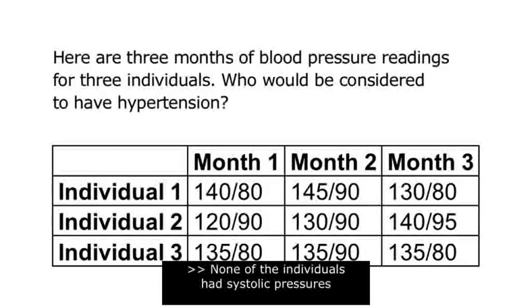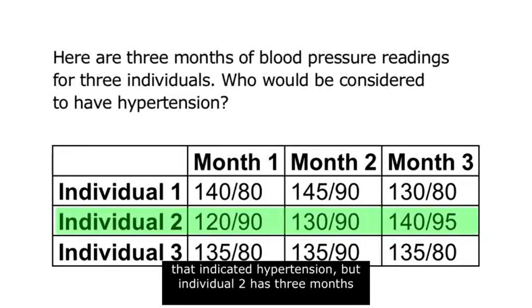None of the individuals had systolic pressures that indicated hypertension, but individual 2 has 3 months of blood pressure readings that are consistently above the recommended diastolic values. Individuals 1 and 3 may be monitored for prehypertension because they had readings that were above the AHA recommendations.